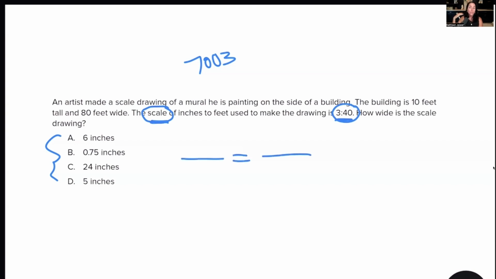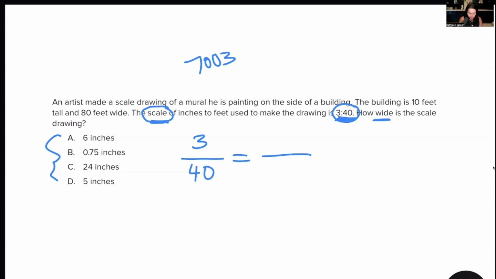All right. So let's figure out what we have. And there's some extra information in here that we don't need. The question asks, how wide is the scale drawing? Okay. So right now we have this 3 to 40. For every 3 inches, it's 40 feet. For every 3 inches in the drawing, it's actually 40 feet in real life.